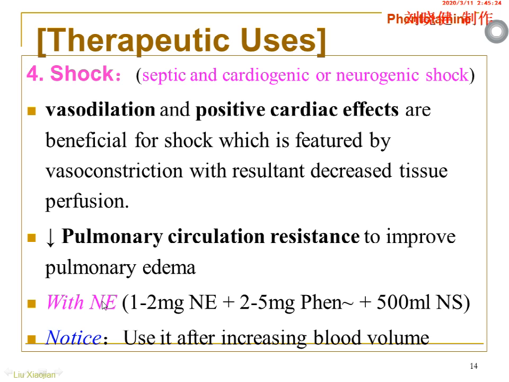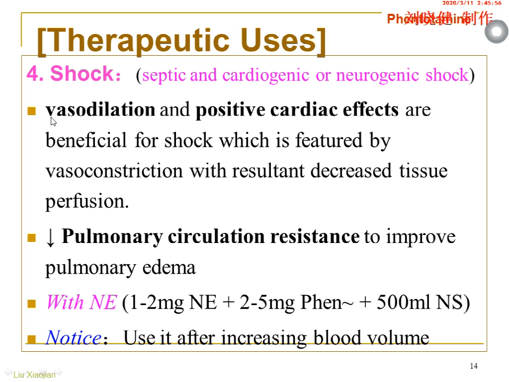Norepinephrine can activate alpha receptors, but phentolamine can block alpha receptors. But both of them have a positive effect on the heart. So some doctors advocate using them in combination, but not everyone. But notice, use phentolamine after increasing blood volume. Understand?